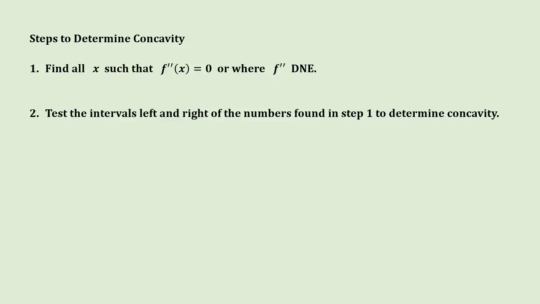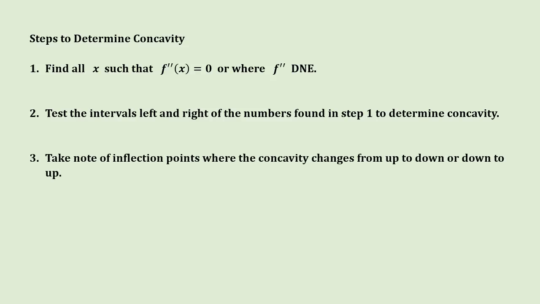We're testing the second derivative. If the second derivative is positive over those intervals, the graph will be concave up. If it's negative, the graph will be concave down. We're also going to take note of any inflection points where the concavity changes from up to down or down to up. Let's look at one last example graphically and take note of an inflection point.